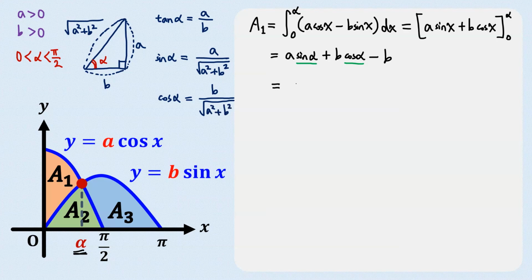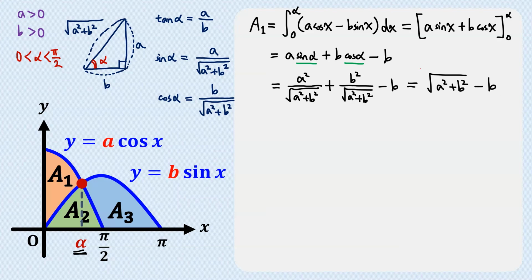Therefore, area A1 is given as a sine alpha, which equals a squared divided by square root of a squared plus b squared, plus b cosine alpha, which equals b squared divided by square root of a squared plus b squared, minus b, which simplifies to square root of a squared plus b squared minus b.